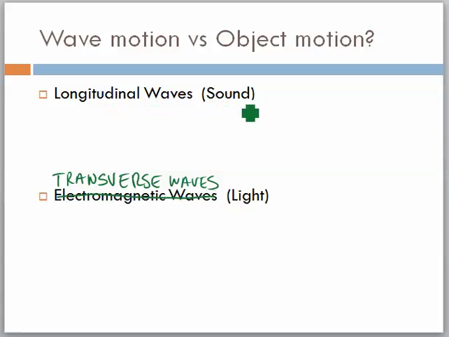Longitudinal waves are typically how sound travels. And a longitudinal wave, as I tried showing a little bit earlier, is going to have these spots where it's compressed and then where it becomes spread out.